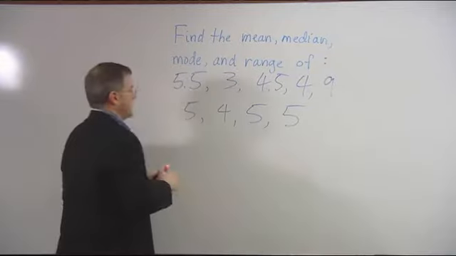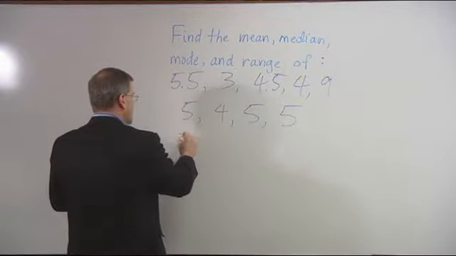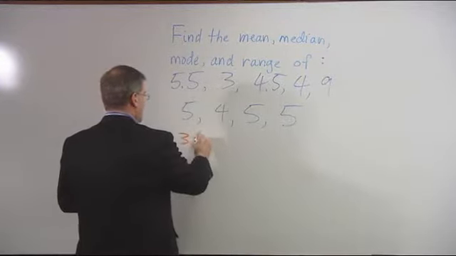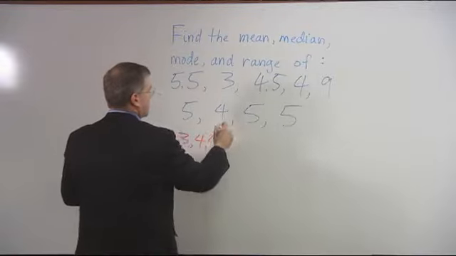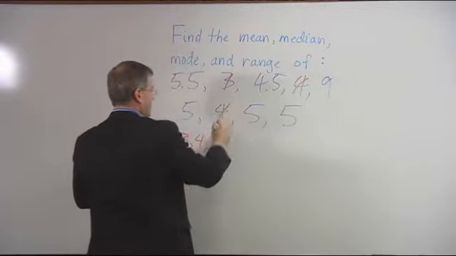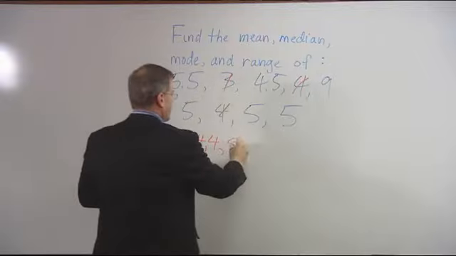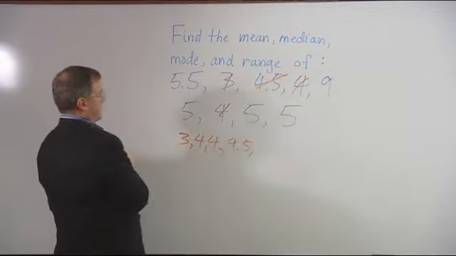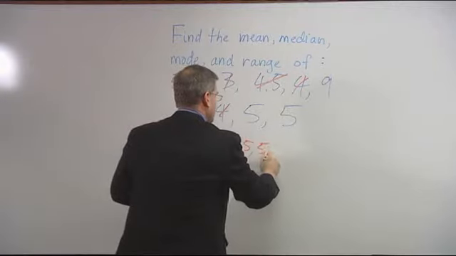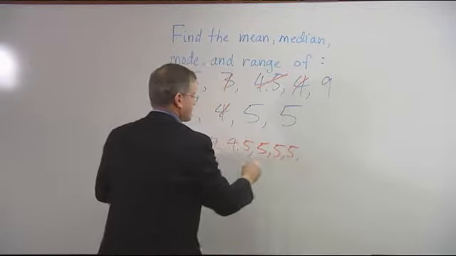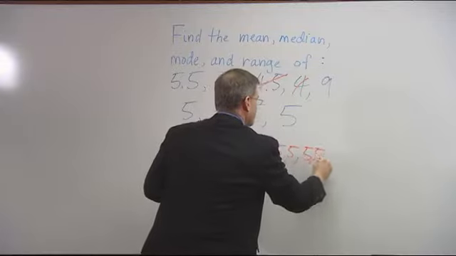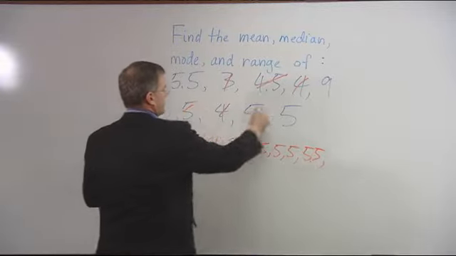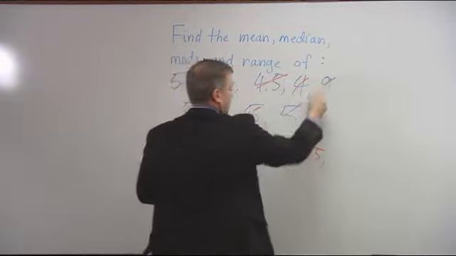So let's do that. 3 is the smallest number, and then I believe there are a couple of 4s, and I'll mark these off to try and keep it straight. There's a 4.5 and 3 5s, a 5.5, see if we got them all, and a 9.